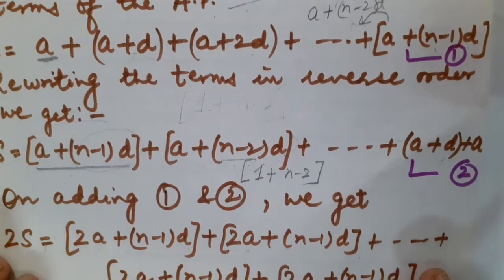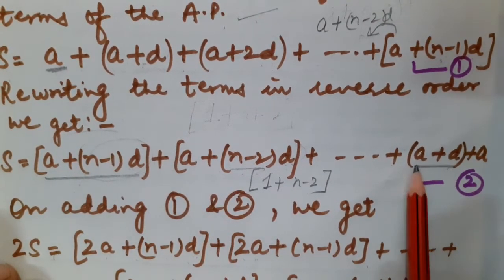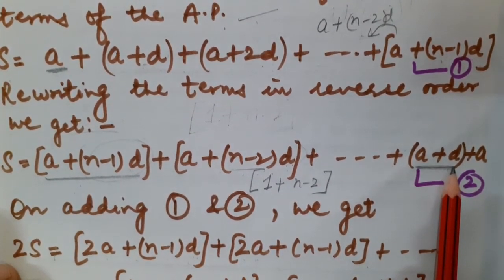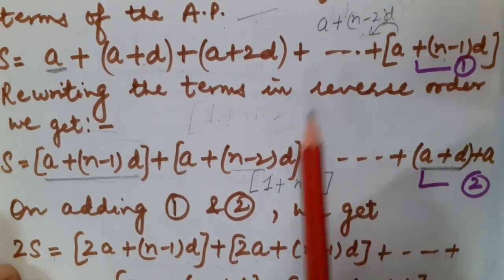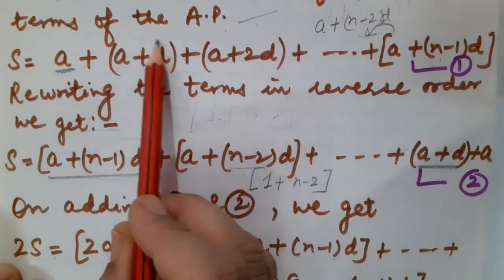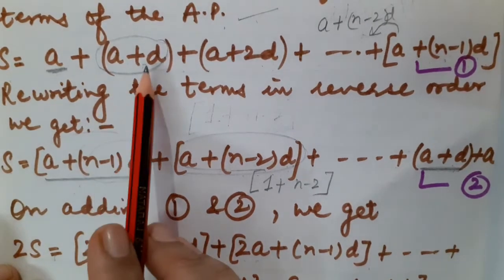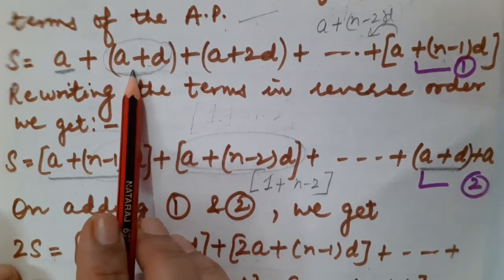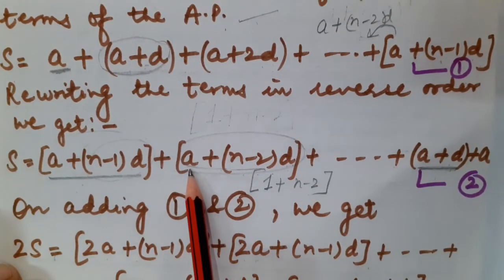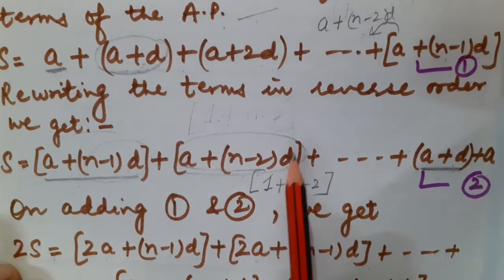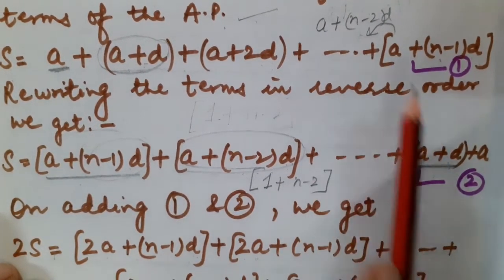Now children, please have a look once very carefully. I am going to talk about the second last term. This is A plus D and here it is A plus n minus 2 into D. Look, here also I have added these two terms only. But what was the difference? Here in equation number 1 we had A plus D. Now we have A plus D in equation number 2. In equation number 2 we had A plus n minus 2 into D. Now we have A plus n minus 2 into D in equation number 1. Basically they are both the same term.